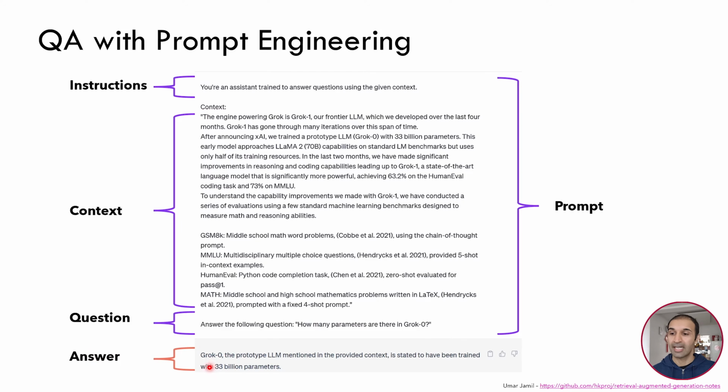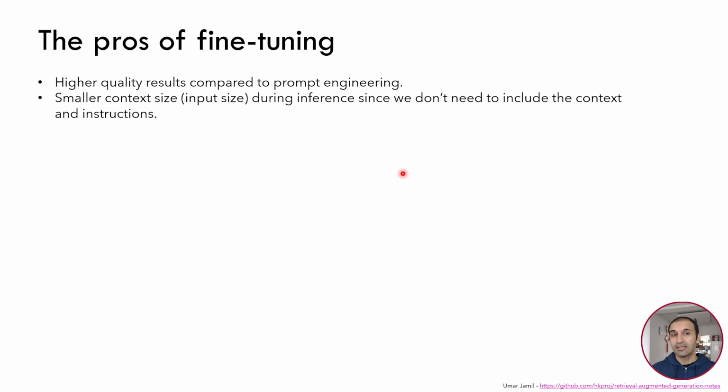In this case, for example, it says Grok 0, the prototype LLM mentioned in the provided context, is stated to have been trained with 33 billion parameters. This is because ChatGPT was able to access the context in which we talk about how many parameters there are in Grok 0, which is this line: after announcing xAI, we trained the prototype LLM with 33 billion parameters. So the answer is correct. And this way of working with the prompt is actually very powerful.